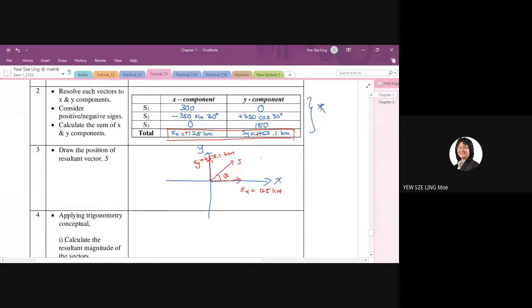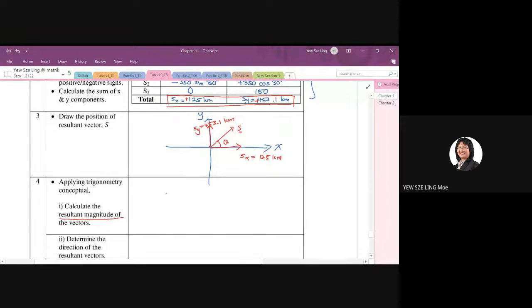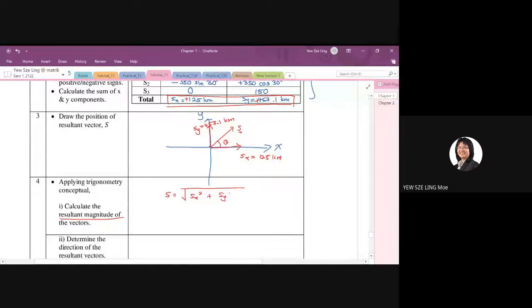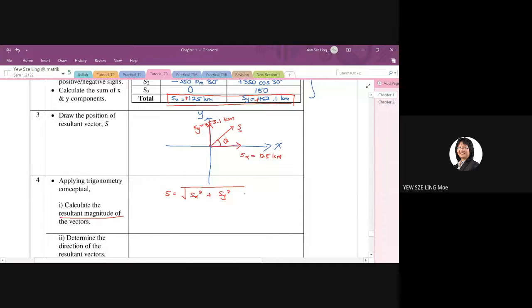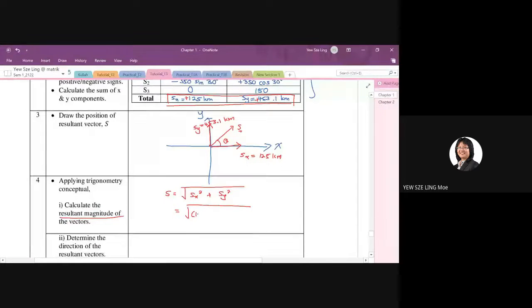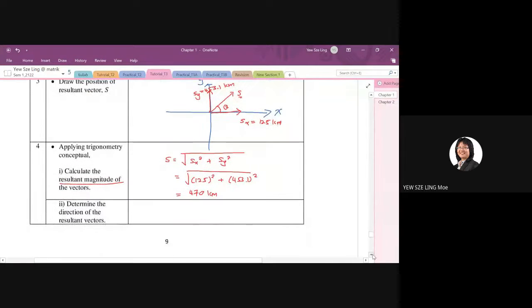If you got it wrong, then the positions of your S would be wrong, and you won't even be able to calculate the resultant magnitude. So resultant S equals Sx squared plus Sy squared. It relies on the tables, okay? It depends on the values that you obtain from the table. So which equals the square root of 125 squared plus 453.1 squared. So the final answer is now equal to 470 km. Okay, 470 km.